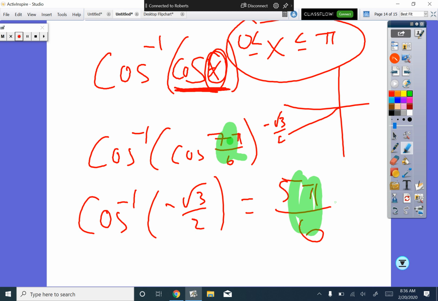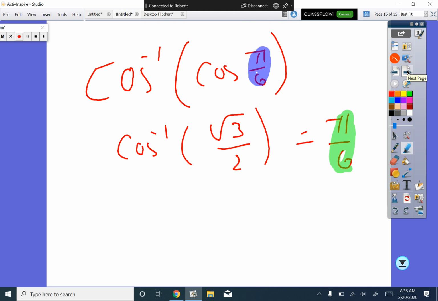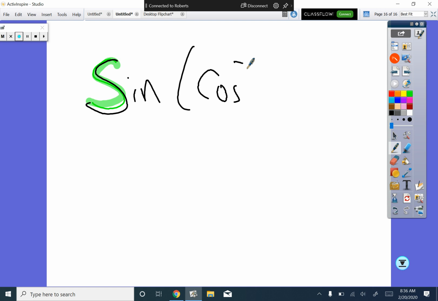Okay, here we go. So this is the next problem. This is another great question. Let's say I want you to find the sine of an arc cosine of 2/5. Now, is this something that we know on the unit circle? Is 2/5 on the unit circle? No.